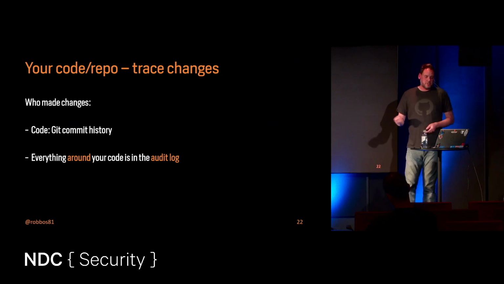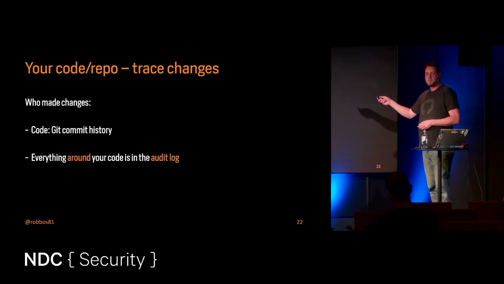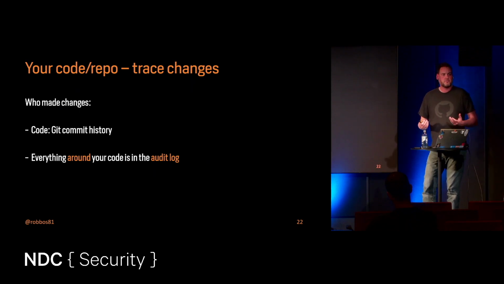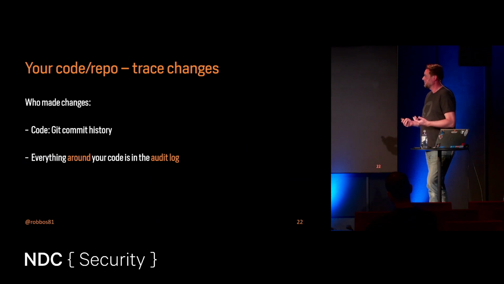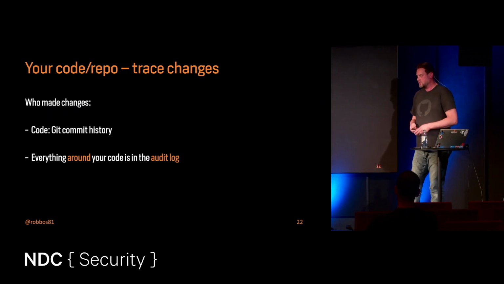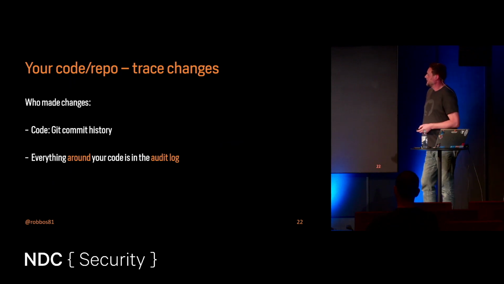Figuring out who made these changes, and since your workflow file is in there, this is really important. For the code, you can go back to the Git commit history. Your workflow file is part of the code, so you can find out who made changes there as well. You have a pull request attached to that, so you can figure out which 2 people have committed that change and approved that. Everything that is around your code is stored inside of the audit log. Inside of GitHub, that's really easy that it's there. On other platforms, you sometimes need to search for it.